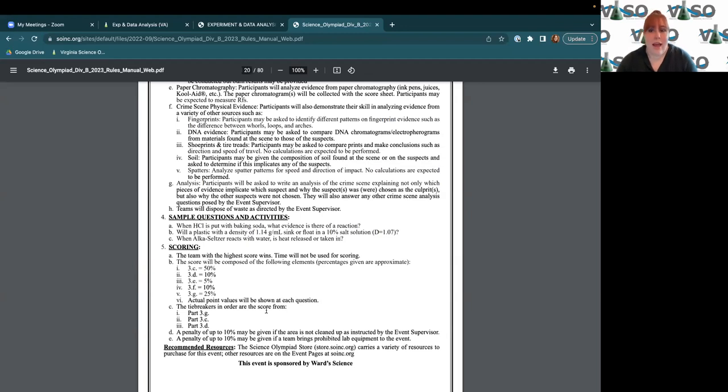And then at the end of every set of rules, it tells you how it will be scored. So for an event like Crime Busters, different sections have set worth to the overall score. And our build events also then have very detailed rubrics basically as to how they are scored.